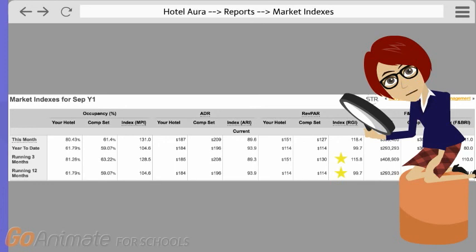Therefore, this most recent quarter, July, August, September, saw an improvement of 16.1 points in RGI. How exactly did Hotel Aura achieve this? Let's take a closer look.